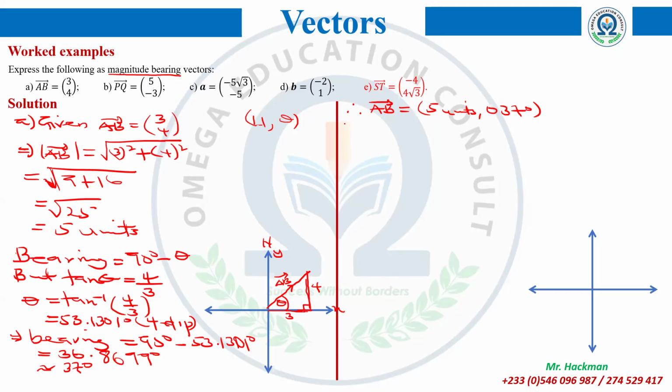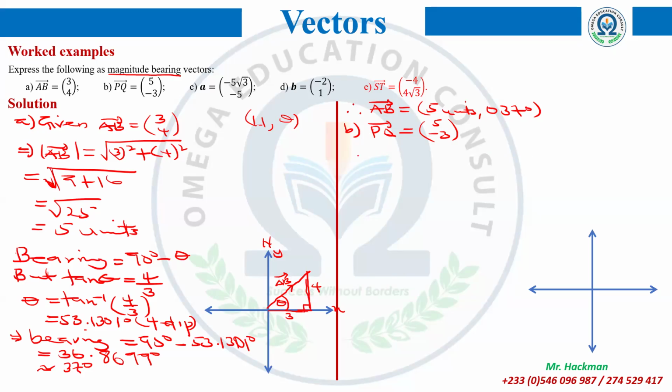You leave a space before you come to B. Okay, so B, what are we given? We've been given the vector PQ, and PQ in the column form is 5, negative 3. All correct. So we need the magnitude and bearing.